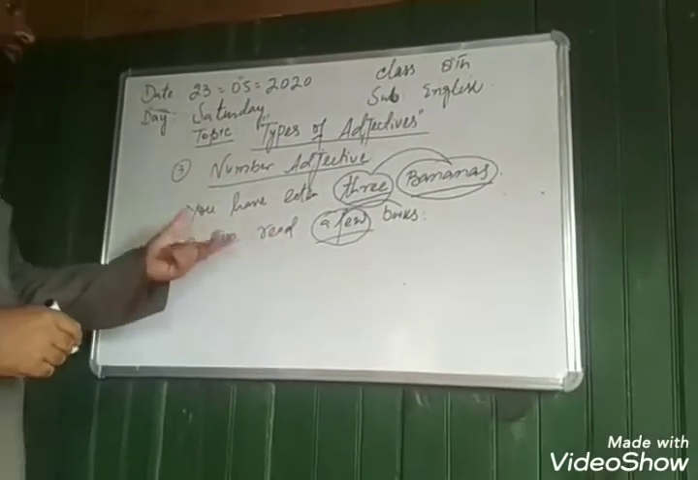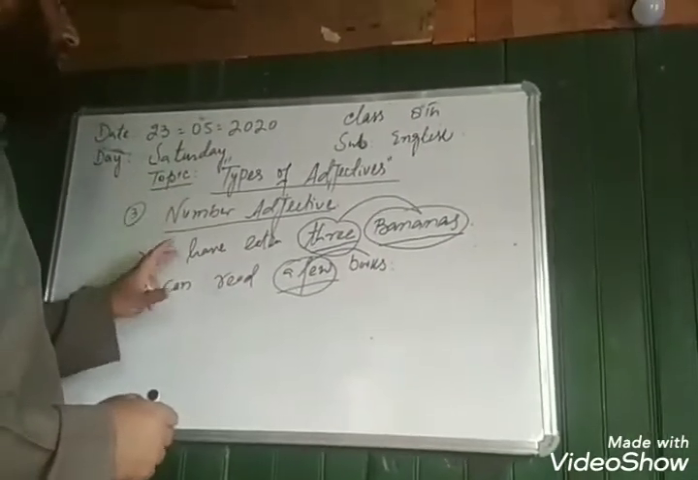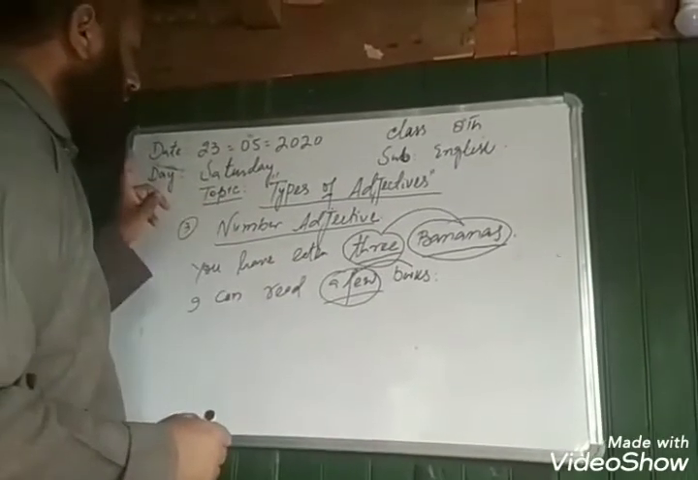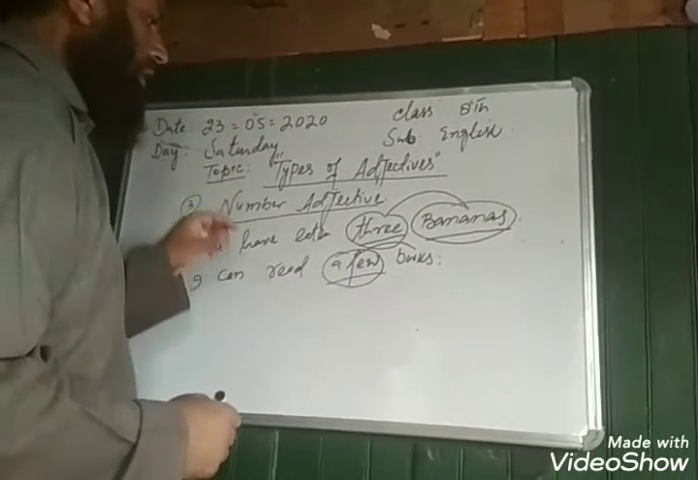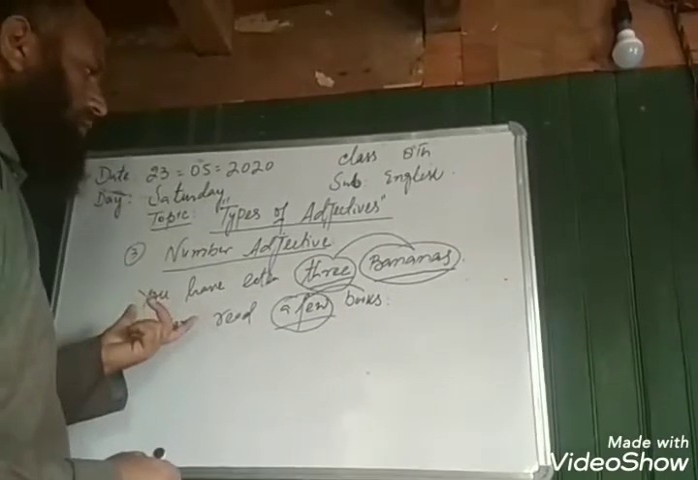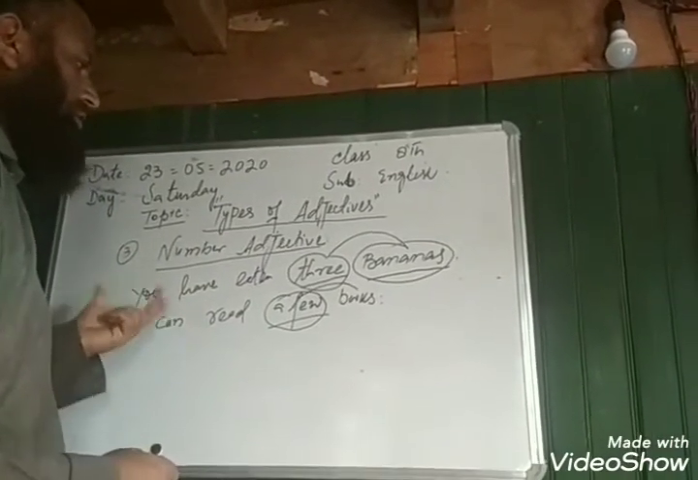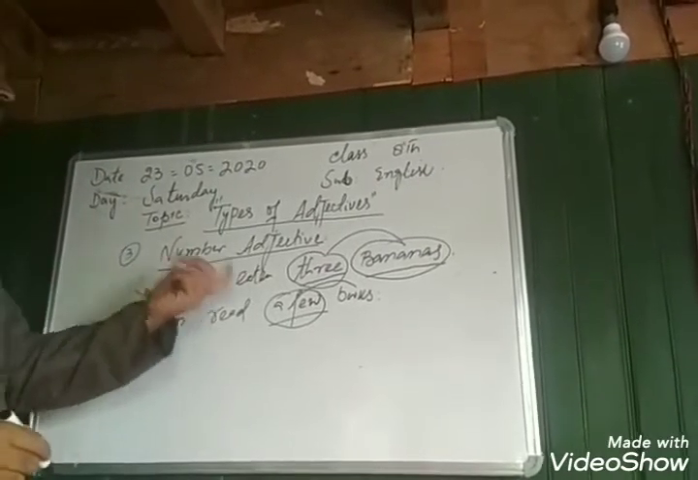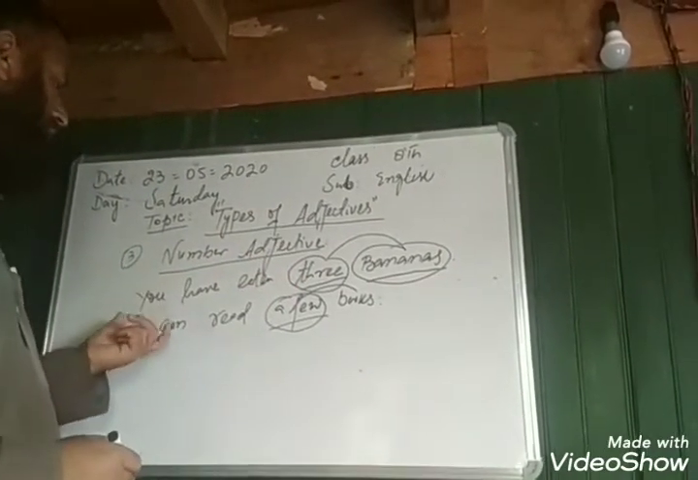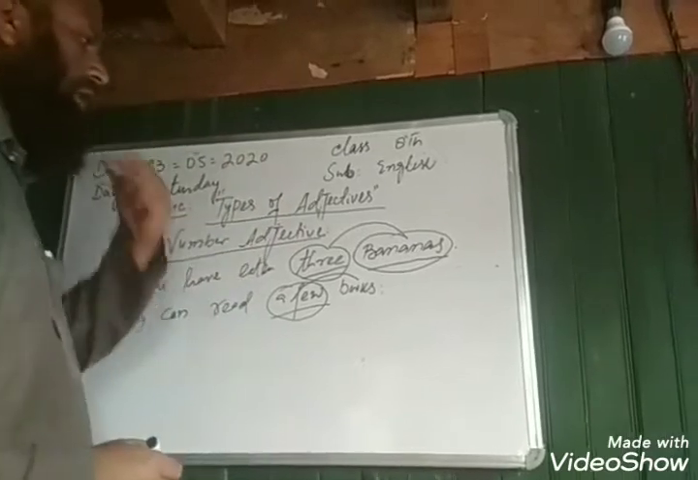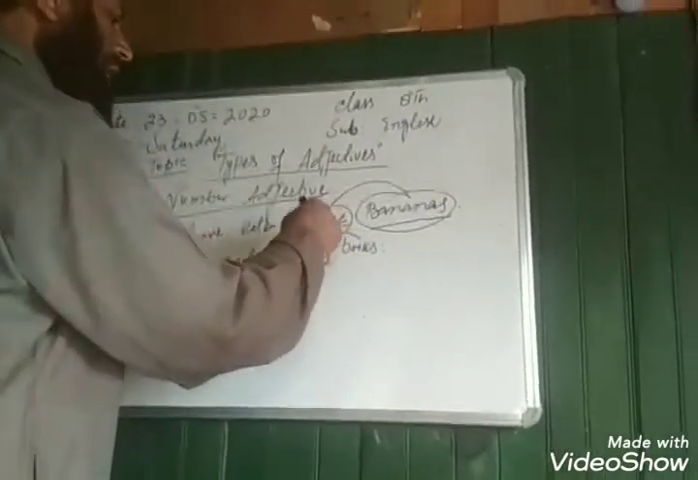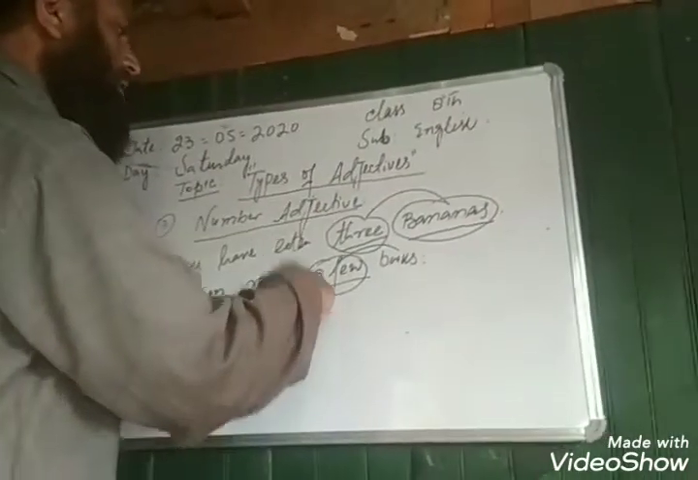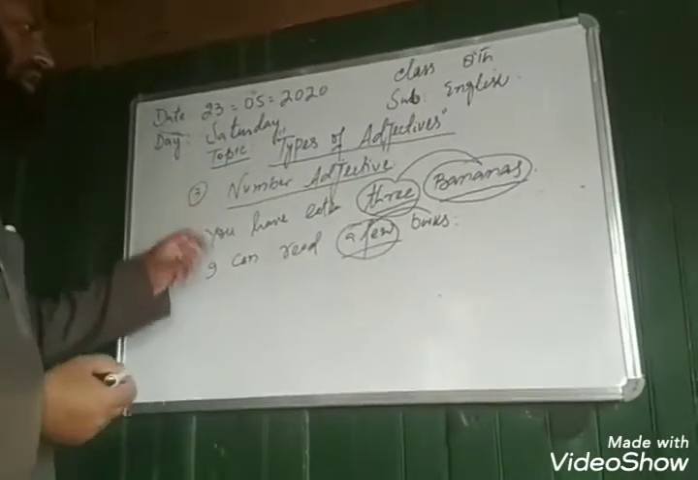3, 2, like that. So there is a difference between quantity adjective and number adjective. Quantity is the thing we cannot count. I have drunk much milk. I cannot say I have drunk 3 milks. And you have eaten 3 bananas. You cannot say you have eaten much bananas. Because there is number and there is quantity, there is a difference between them. So this is called the number adjective.